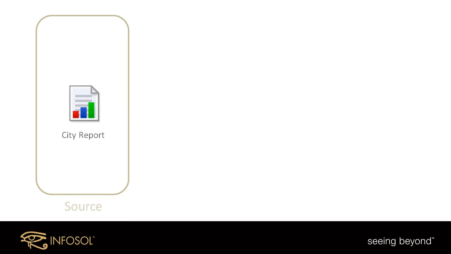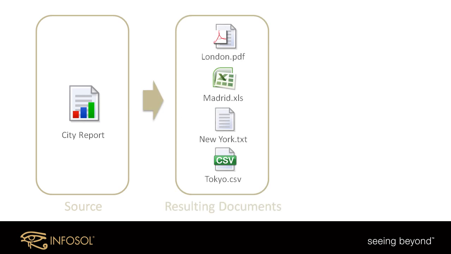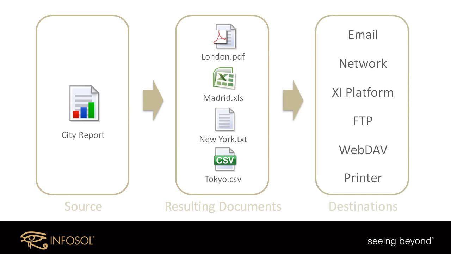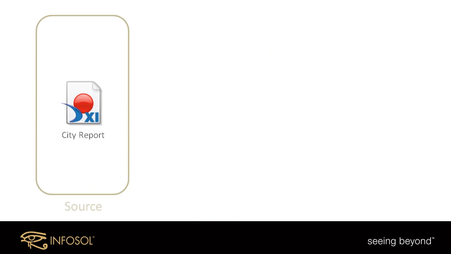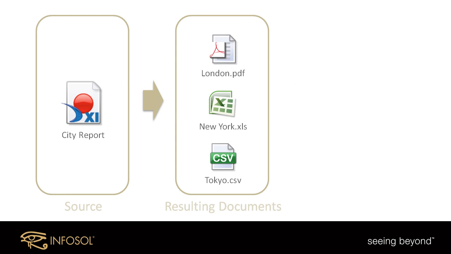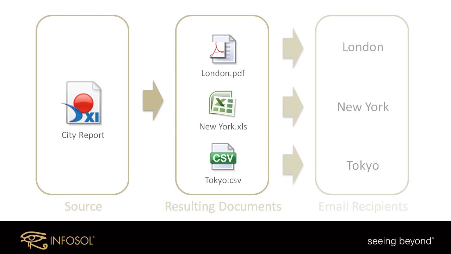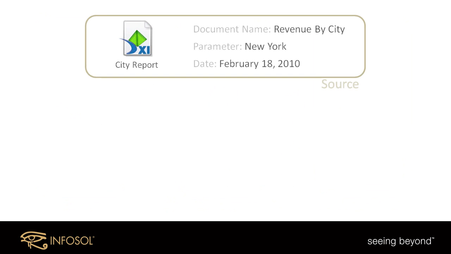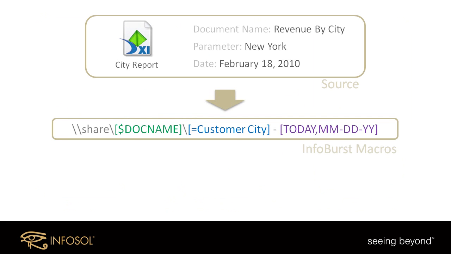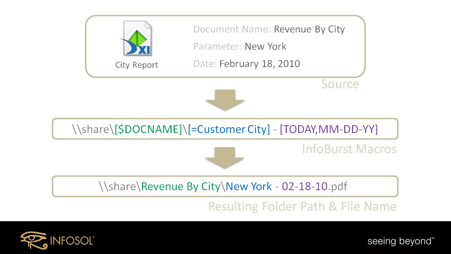Once a document is bursted, publish the results in a variety of formats and deliver them to a variety of destinations. With features like intelligent email delivery, burst a document to generate personalized content, publish the content in personalized formats, and deliver the content to the appropriate recipients. For deliveries to network shares and other locations, it's easy to customize file and folder names using InfoBurst macros.